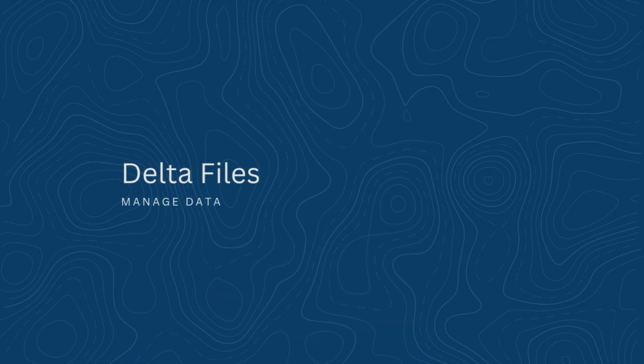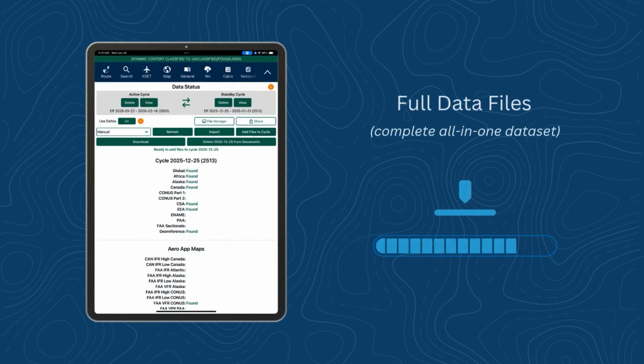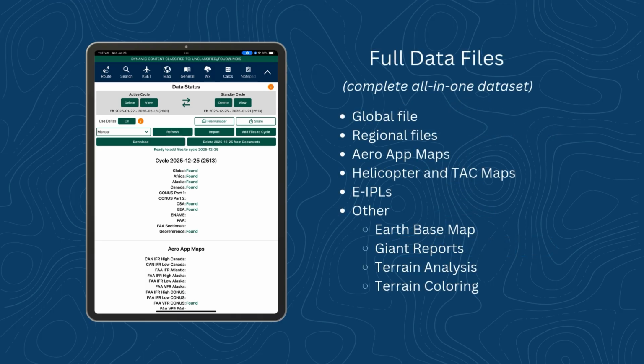In this section, we'll explain what Delta files are and how to download them in Aero App. To start, full data files are your complete, all-in-one datasets. They include the entire core data package, such as the global file along with regional files like Africa, Alaska, Canada, CONUS 1, CONUS 2, CSA, EEA, ENAME, and PAA. You can also download Aero App maps, helicopter and TACT maps, EPLs, and other data including Earth base map, giant reports, terrain analysis, and terrain coloring.